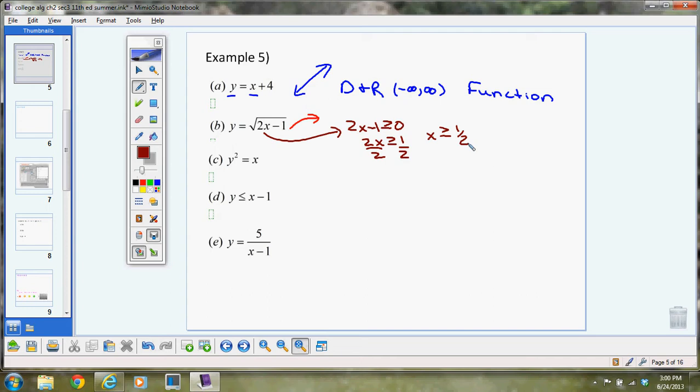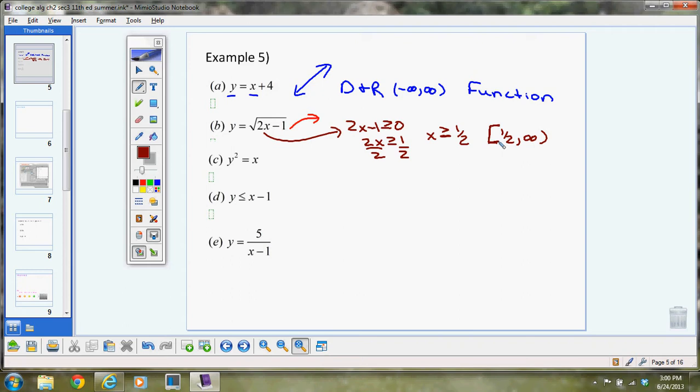Now, this can be written in interval notation as 1/2 comma infinity. We have a bracket at the 1/2 because it has an equal to here. It can equal 1/2, so that gives us the bracket. And then it's greater than, so it goes to positive infinity.